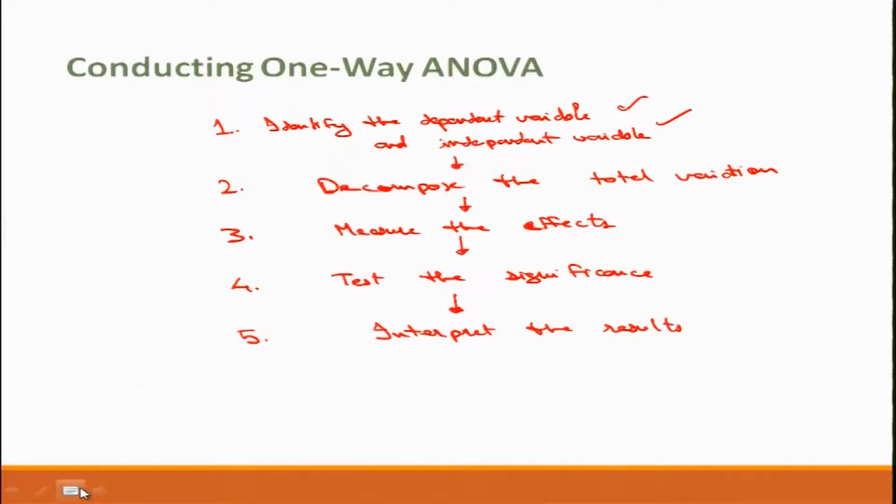Let me recall the steps that we just discussed. First, we will try to identify the dependent and independent variables. Then we will decompose the total variation into between groups and within groups. Then we will measure the effects, that is eta square, omega square, R square. Then we will test the significance for a specific level of significance, let me say 5% significance level. Then we interpret the results. In interpretation of the results, we see which is the most influential factor here.